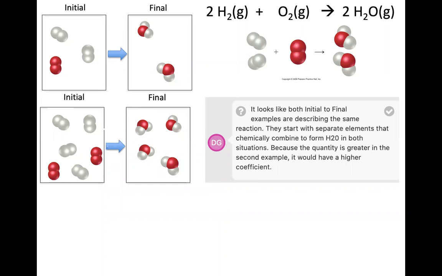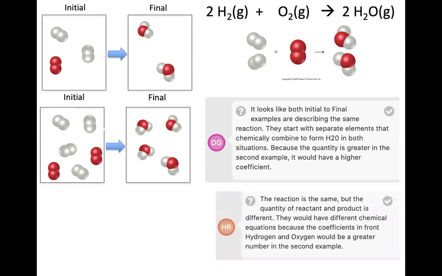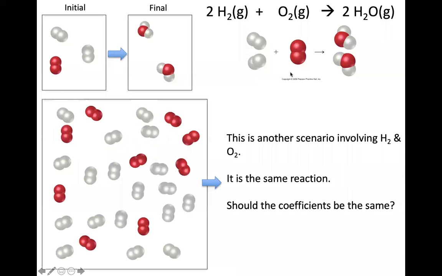I'm less clear about that last sentence there. Here was another one. The reaction is the same, but the quantity of reactant and product is different. They would have different chemical equations because the coefficients in front of the hydrogen and oxygen would be a greater number in the second example. I like the idea that these are both describing this reaction of hydrogen gas plus oxygen gas to give me H2O molecules. But I need you to think about what these coefficients mean differently.